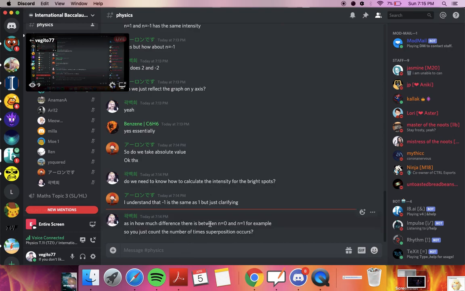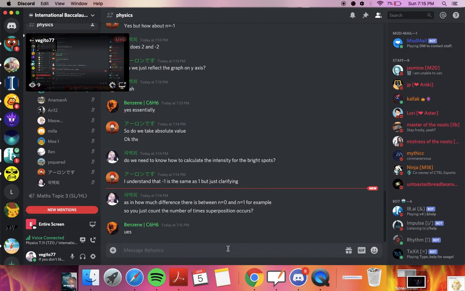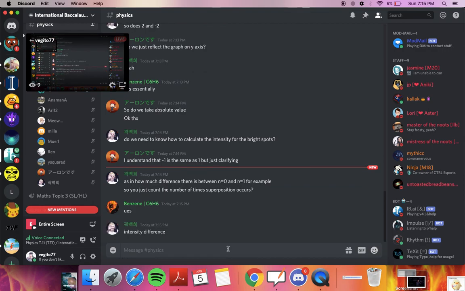How much difference is there between n0 and n1? When you say how much difference, do you mean how much path difference? In that case, yes. Intensity difference gets a bit weird. You don't need to know that, so you can just skip that.